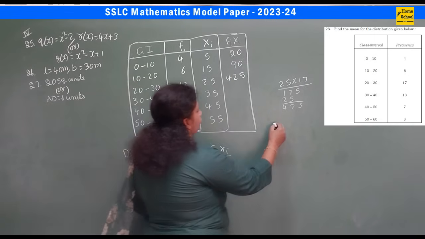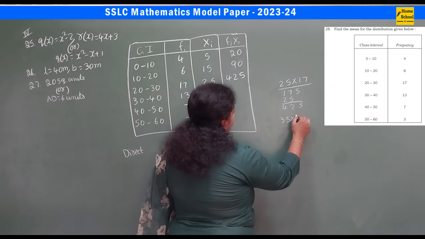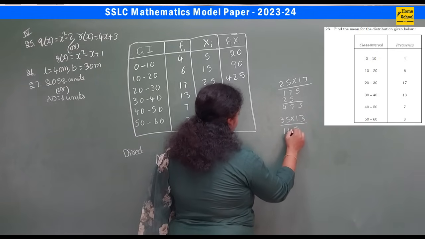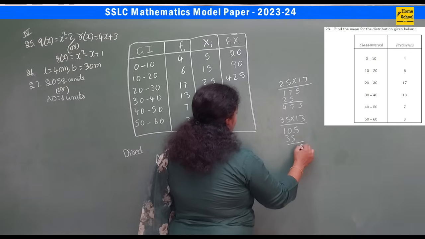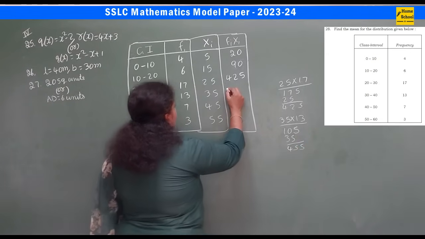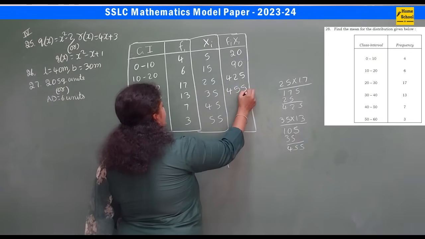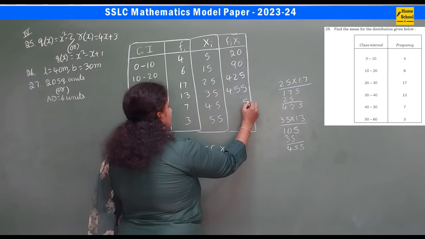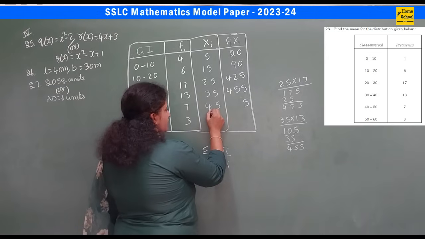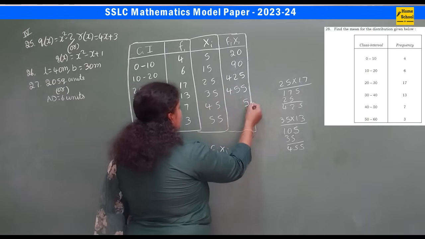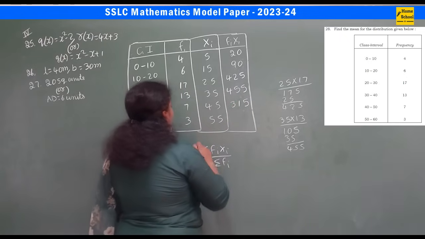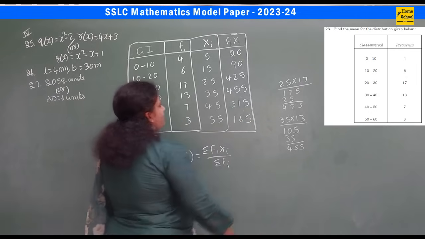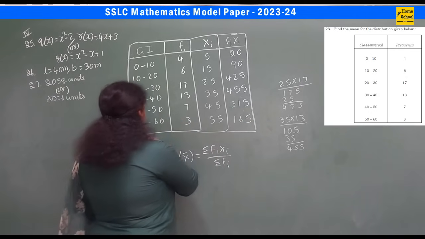Now 13 into 35. 35 into 13. 3 5s are 15, 9, 10, 35. That will be 455. Now 7 into 45. 7 5s are 35. 7 4s are 28. 28 plus 3, 31. 3 into 55, 165. Now add this.